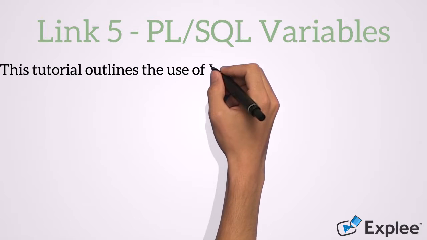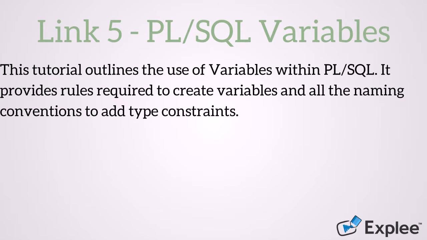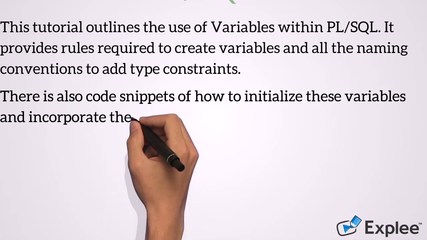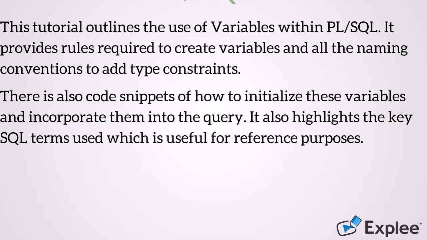This tutorial outlines the use of variables within PL/SQL. It provides rules required to create variables and all the naming conventions to add type constraints. There are also code snippets of how to initialize these variables and incorporate them into the query. It also highlights the key SQL terms used, which is useful for reference purposes.